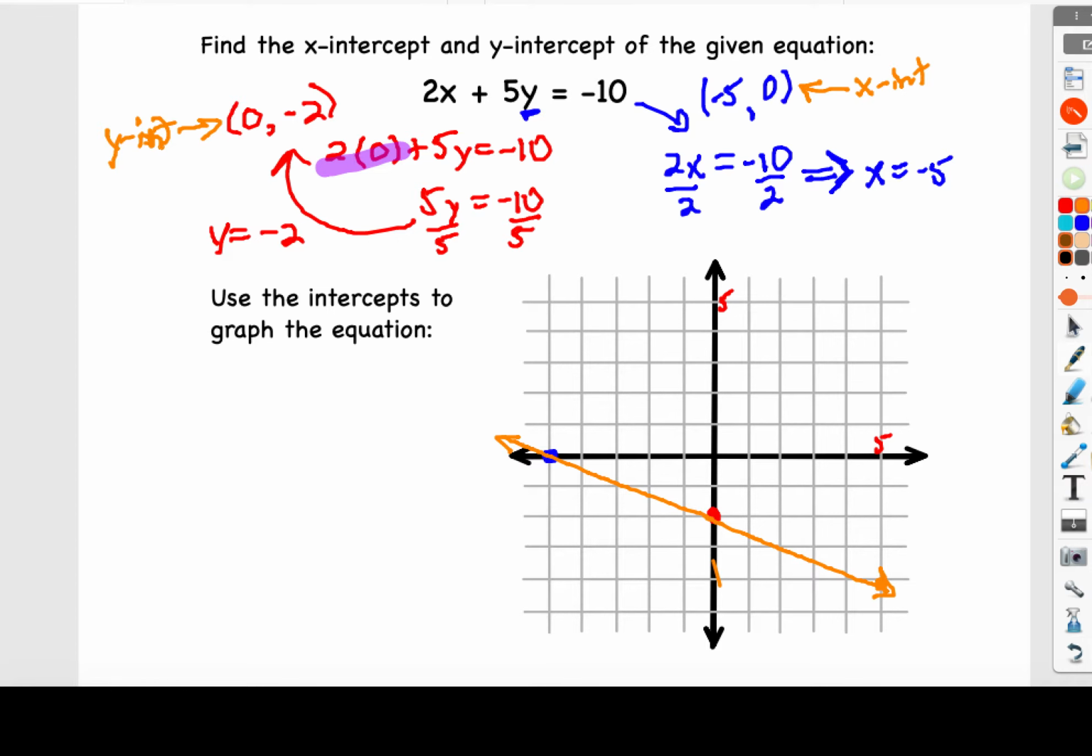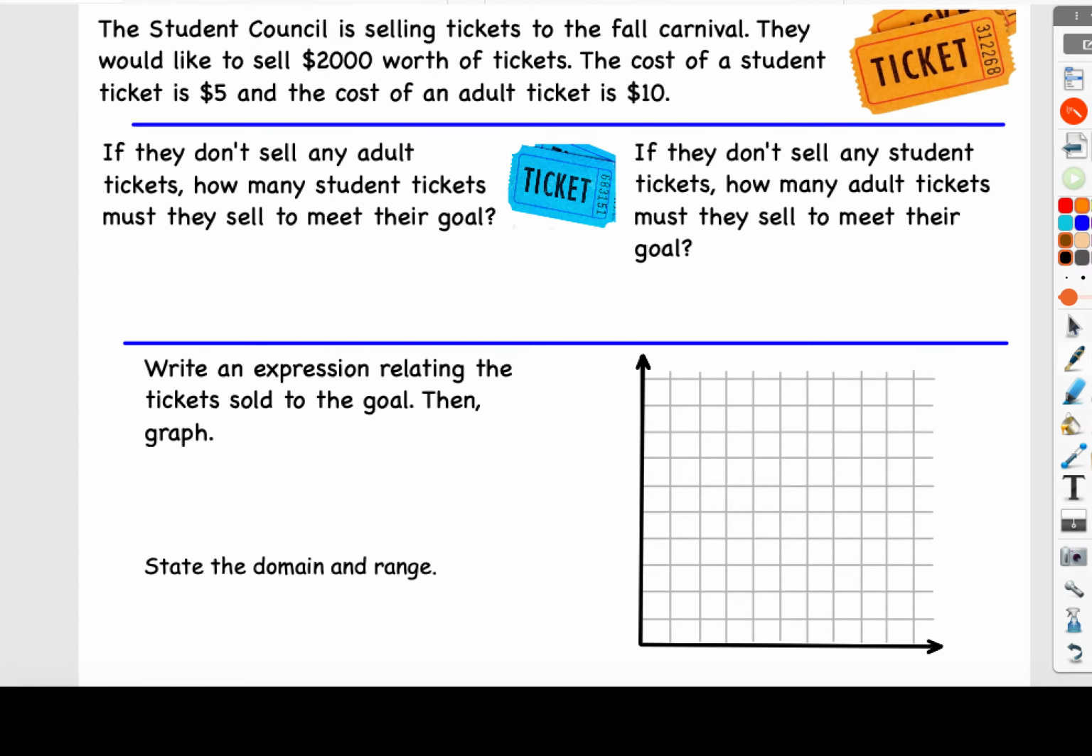Now, where can we kind of apply this? Well, sometimes in real life, some problems really correspond to standard form very well, and this could really help us out. So notice on the screen, we've got a problem about the student council selling tickets. They need to sell $2,000 worth of tickets. They obviously have a budget. They're trying to make sure they've got $2,000 to cover whatever expenses they have. The cost of a student ticket is $5. The cost of an adult ticket is $10.